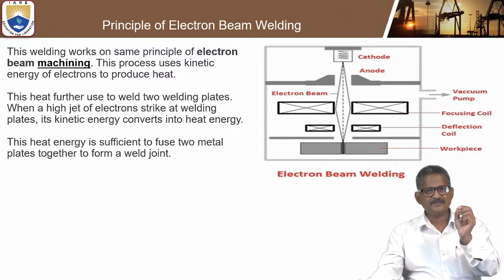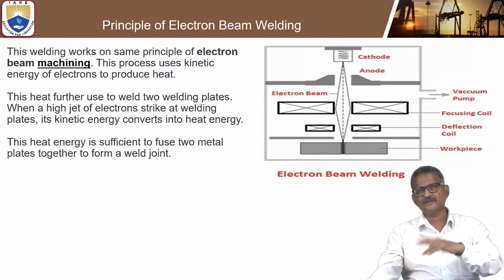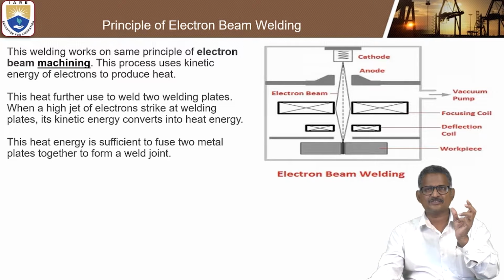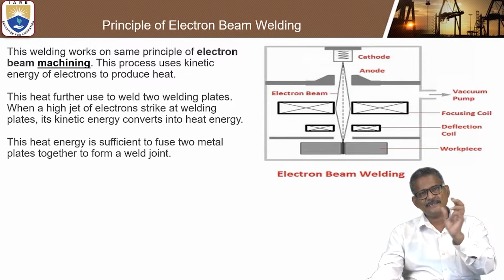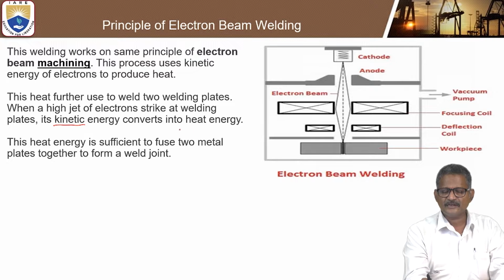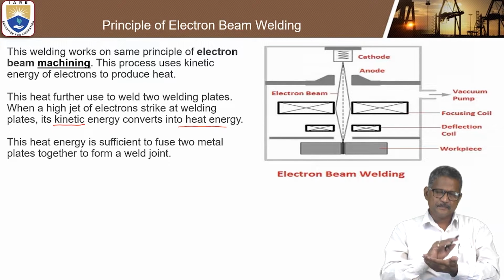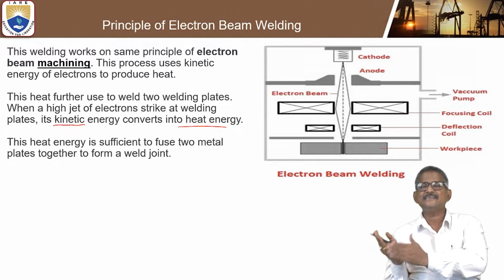So this heat is further used to weld two welding plates, either similar or dissimilar plates. When a high jet of electrons strikes the welding plates at exactly a local point or focus point, its kinetic energy is converted into heat energy. This is a very important concept. In electron beam welding, the principle is that kinetic energy is converted into heat energy.